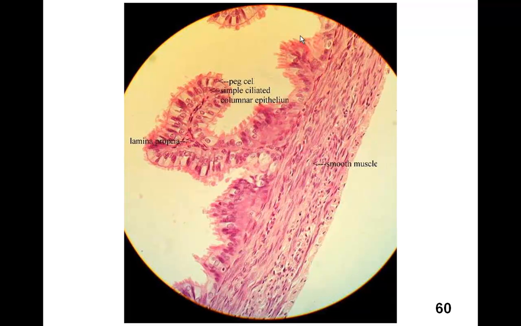Now, this is a high magnification of the mucosa, through the wall, so we can see the mucosa, the lamina propria, and then the simple columnar epithelium lining the surface. And these cells that stain a bit more intensely are the PEG cells. And notice that the PEG cells lack cilia. And then we see the ciliated cells.